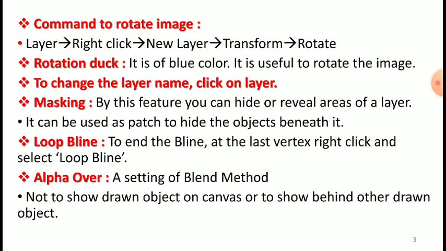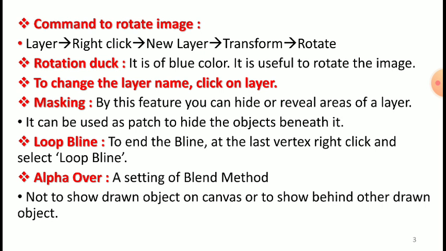Next is the command to rotate an image. So you also insert a rotate layer. Click on any layer and then right click, then New Layer, then Transform, and then Rotate. So the rotate layer is available. Next is the rotation duck. It is of blue color. It is useful to rotate the images.